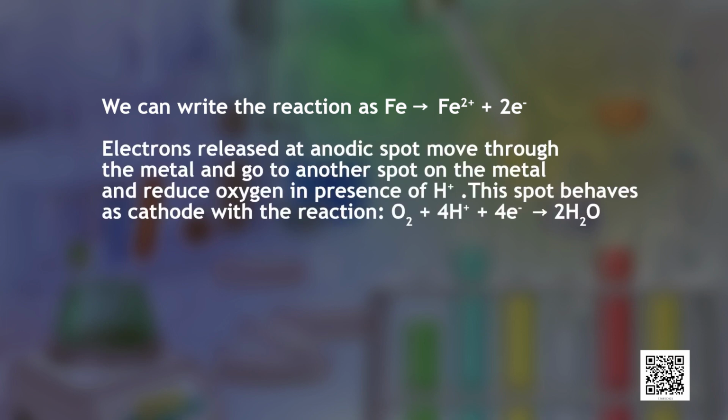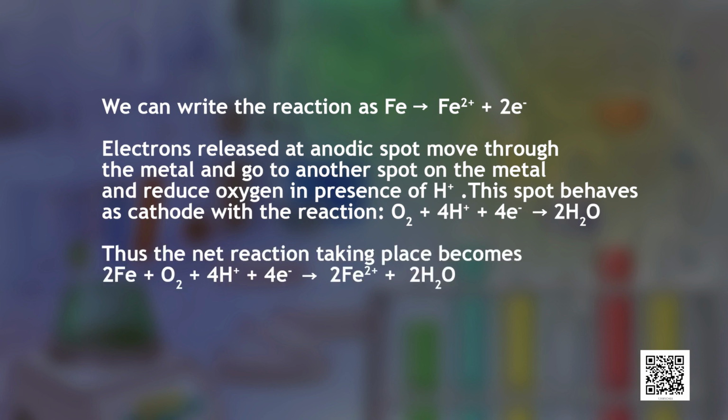At a particular spot of an object made of iron, oxidation takes place and that spot behaves as anode. And we can write the reaction as iron getting oxidized to ferrous ions with the loss of 2 electrons. Electrons released at anodic spot move through the metal and go to another spot on the metal and reduce oxygen in the presence of hydrogen ions. This spot behaves as cathode with the reaction when oxygen reacts with hydrogen ion and gains electron to form water.